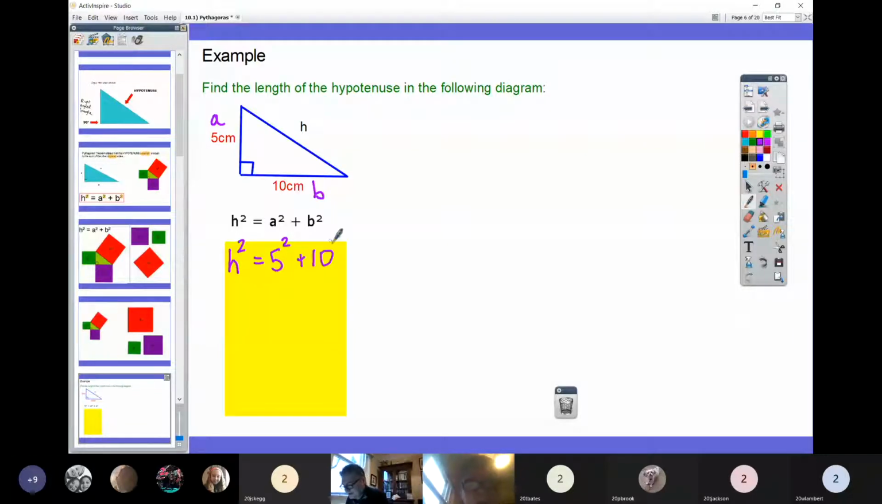So that should be your second line of workings. Notice how it's repeatedly h squared. Now, 5 squared. Remember, 5 squared means 5 times 5. It does not mean 5 times 2. So 5 squared is 25.